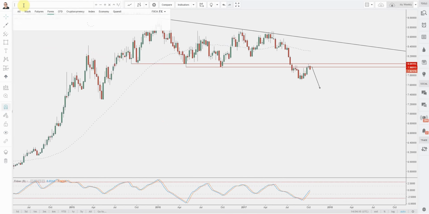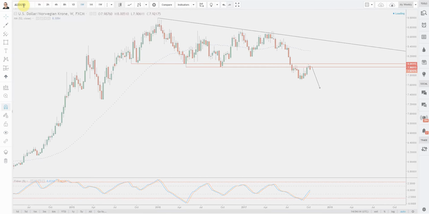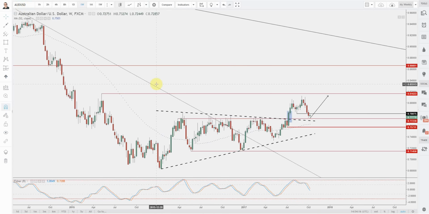Again, let's get back to the next pattern I see, which is the Aussie dollar. Aussie dollar is a little bit more tricky. We've been trading in the sideways rectangle, broken out on the weekly, moved higher, then retracing back to the triangle. But what happened is the price has completed the double top formation on the weekly and has broken the neckline.